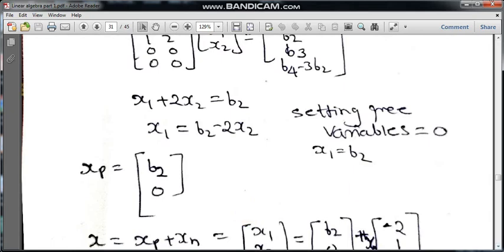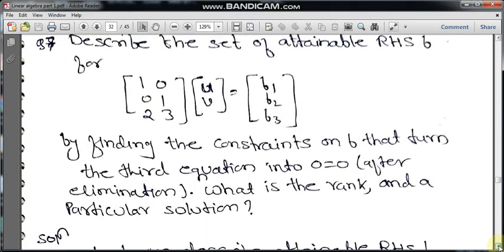You can see here in the particular solution, x1 is equal to b2, and for x2 you don't have any free values, so the free variable itself is made 0. Then only you are getting the x_p value. So just write down x_p and x_n. That will be the total complete solution.